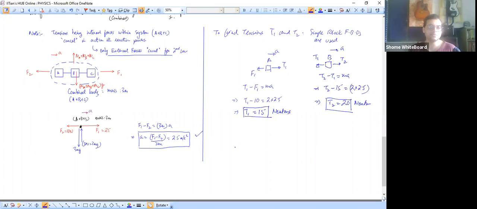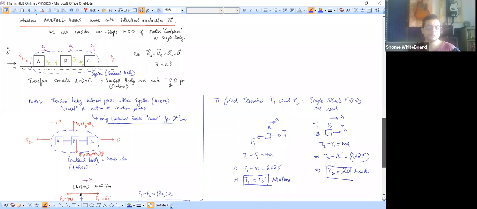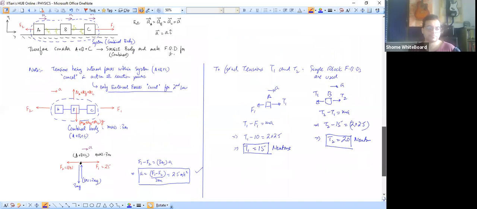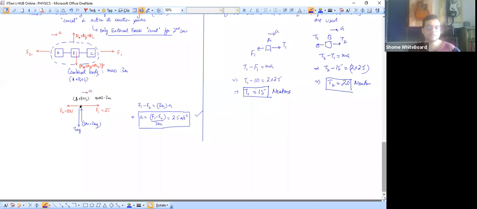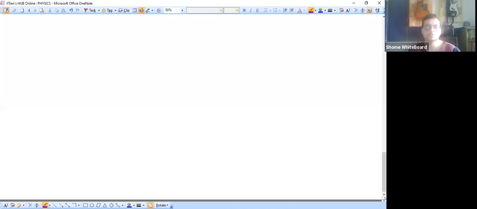Now you can take A and B, A and C, or B and C, because you have 2 variables left, T1 and T2. Okay, people, so hope this is clear. Okay, so now let us pick up an example which has a little bit more complexity in application.